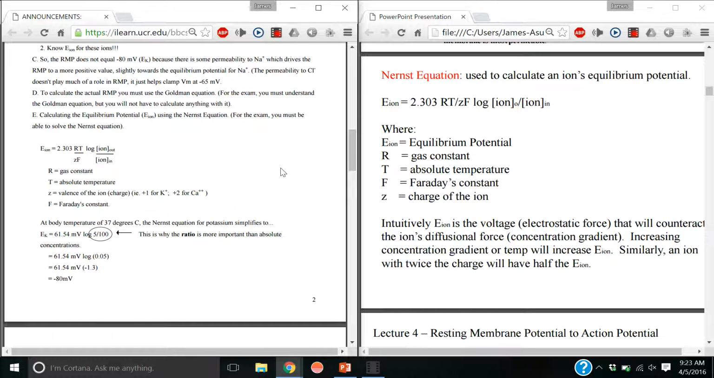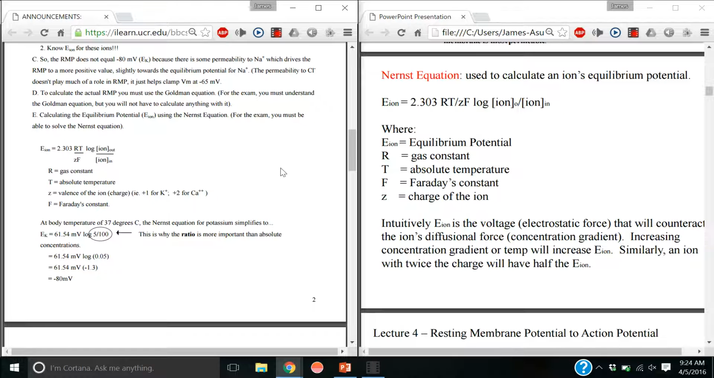I will tell you in advance that you do not need to know the gas constant, you do not need to know Faraday's constant, and you do not need to know the absolute temperature. You will need to know the charge of the ions, and you will need to know the concentration of the ions inside and outside, in a simplified version of the Nernst equation. So if you get a constant temperature, all these things null out. Okay.